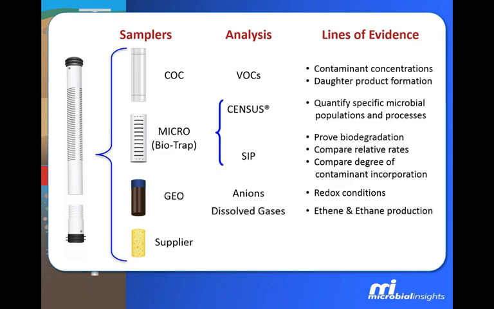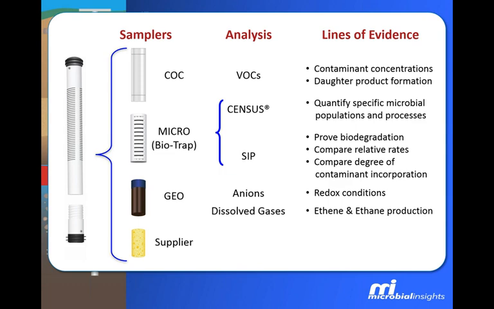But just to give you a little bit more information now, there again is the biotrap in the center. Above that, we have a sampler marked COC. Below that, a sampler marked GEO. And below that, basically a sponge device called supplier. Again, with the biotrap, we can extract DNA, lipids, whatever we want out of that biotrap. If it's DNA, we can do qPCR, quant arrays, etc. We can also do stable isotope probing, which I'll be describing in more detail shortly.